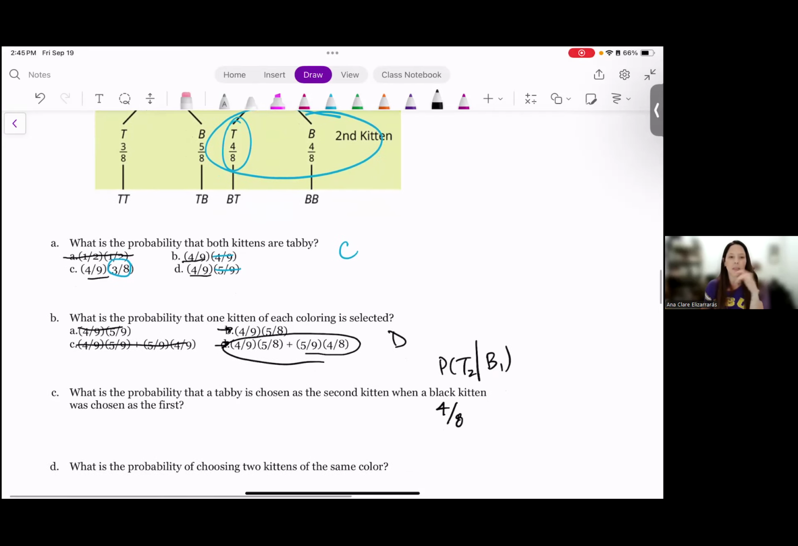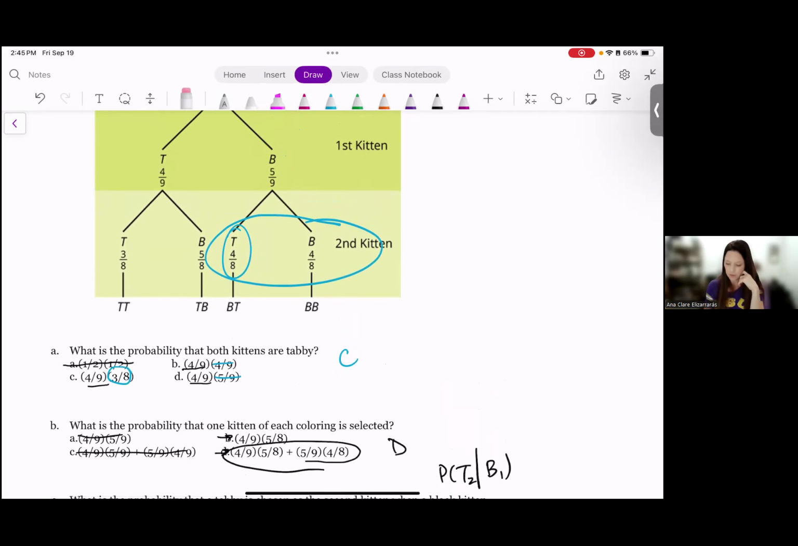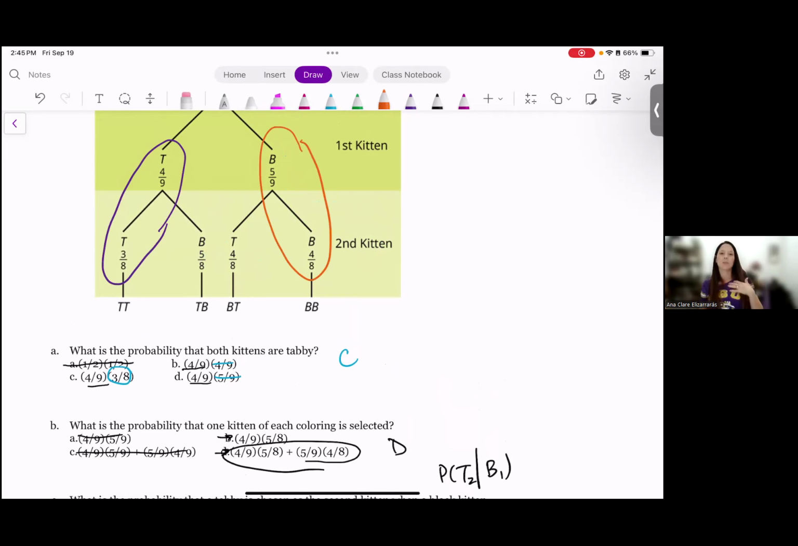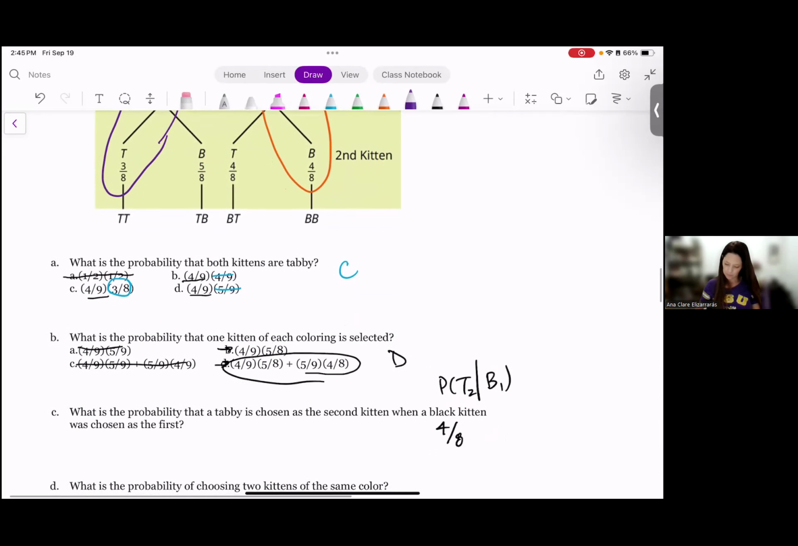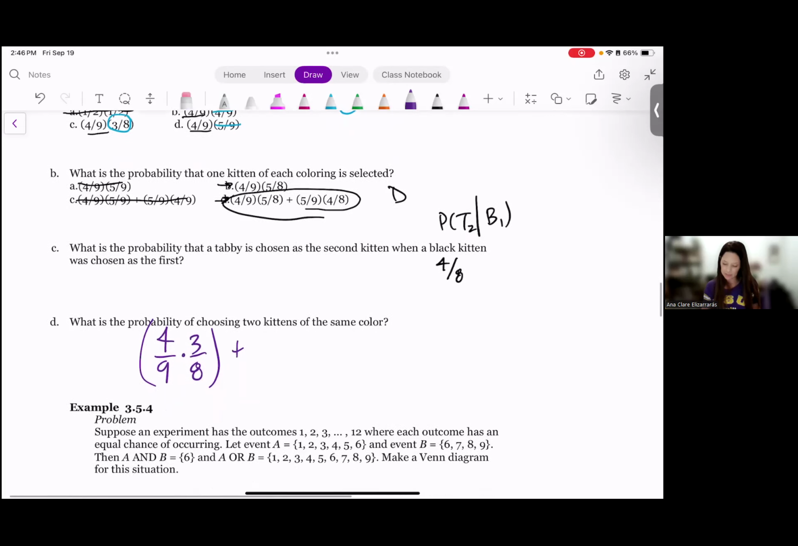What is the probability of choosing 2 kittens of the same color? There's multiple ways you can do this. You can get a black kitten and a black kitten, or you can get a tabby and a tabby. So we need to consider both of those options. Here's my tabby tabbies. Here's my black blacks. So tabby and then another tabby, 4/9 times 3/8. And then I need to add that to 5/9 times 4/8.